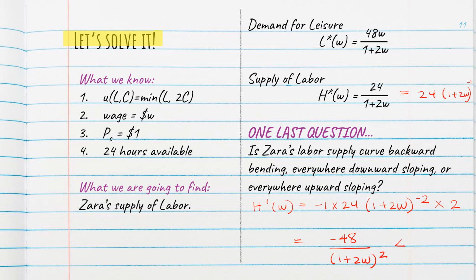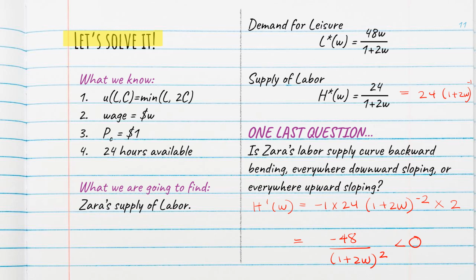Well, this thing is obviously negative. If W is positive, the wage, the denominator has to be positive. And we have this negative sign in the numerator. So H prime of W is negative, which means that as wage increases, the supply of labor actually decreases. That suggests that the labor supply curve is actually everywhere downward sloping.